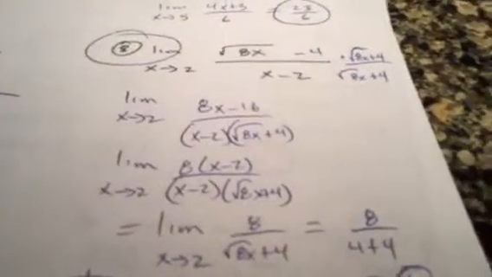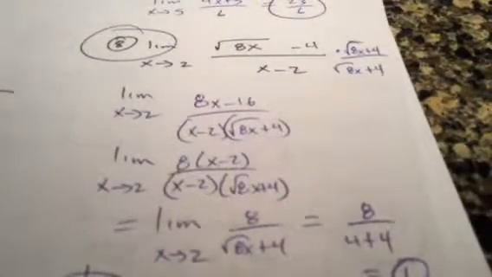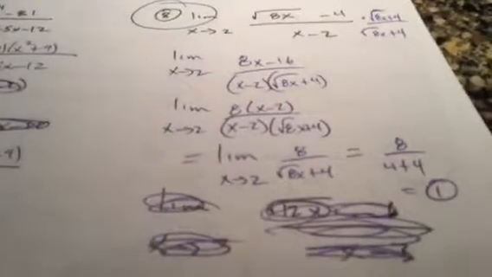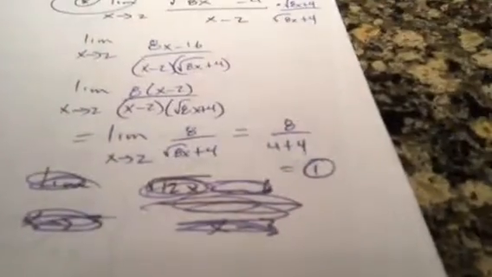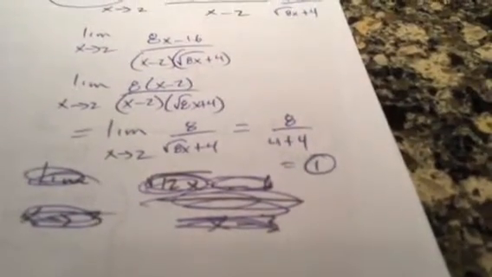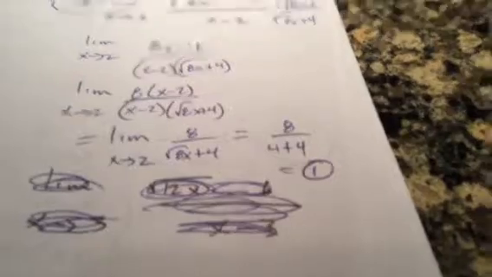Number 8, folks. Got to multiply top and bottom by the conjugate. So root 8x plus 4. Root 8x times root 8x is 8x. Minus 4 times 4 is 16. Factor out the 8. The x minus 2's cancel. Plug 2 in for x. You're going to get root 16, which is 4. 8 over 8 is 1.